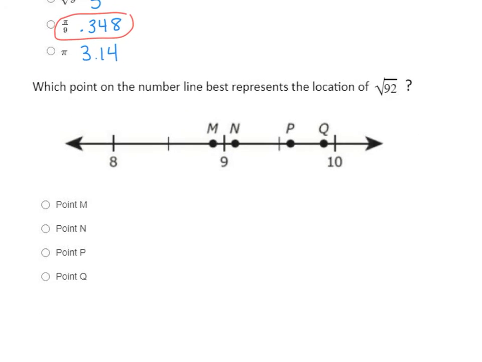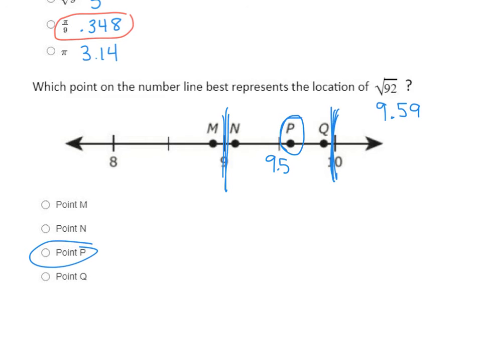Okay, another one. Which point on the number line best represents the location of the square root of 92? Put that in the calculator. The square root of 92, it will tell you, is 9.59 and some other numbers after that. That should be enough. So that's 9 point something, so it's got to be between 9 and 10. Now here is 9.5, so this one is closer to 9.5 compared to the other one, which is closer to 10. So my answer is going to be choice P.